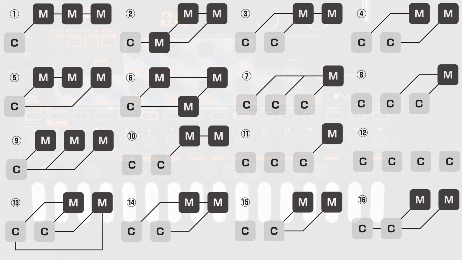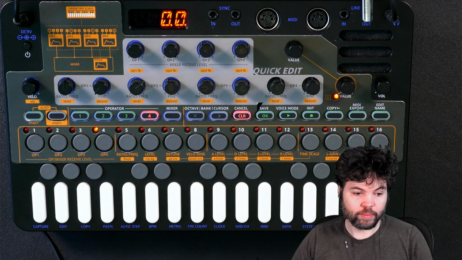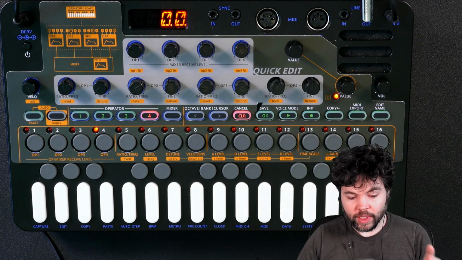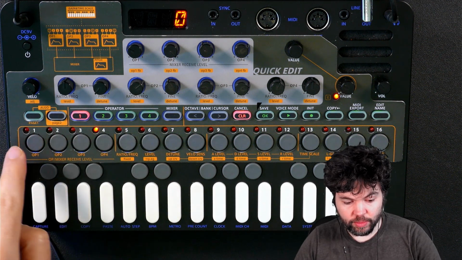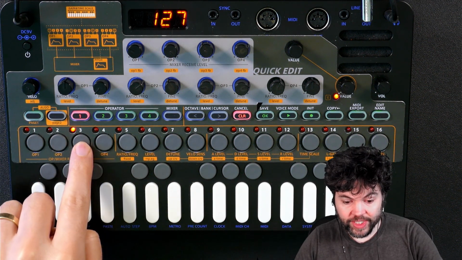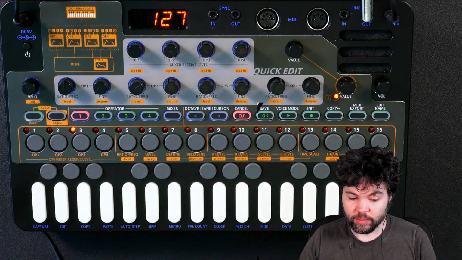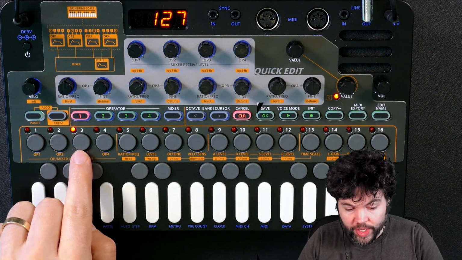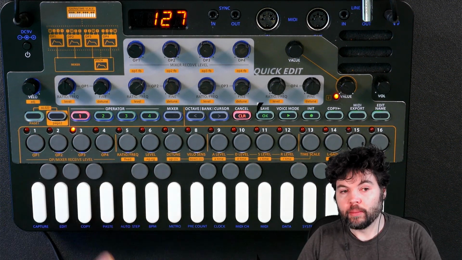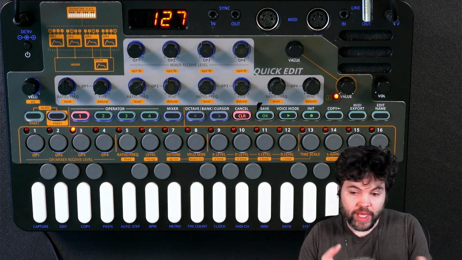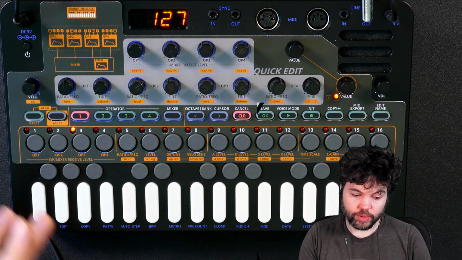So let's jump back to that diagram. Algorithm 4, we can see operator 1 is a carrier modulated by operator 3. Operator 2 is a carrier modulated by operator 4. All very straightforward. Now, if we wanted to adjust those modulation levels, because we see that the receive levels here are 127, which is the maximum available receive level, we could adjust the receive level. But in this synthesizer, we have two ways of thinking about routings, which I'll try and describe now.